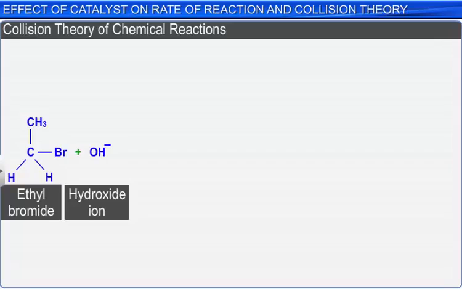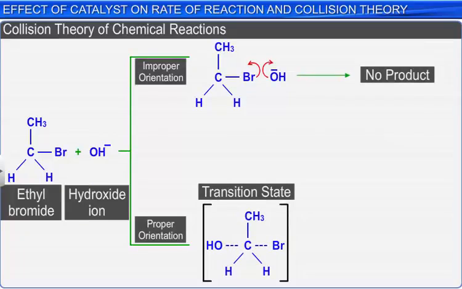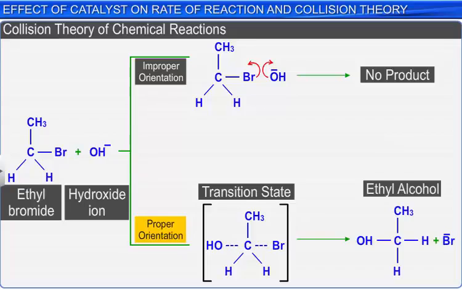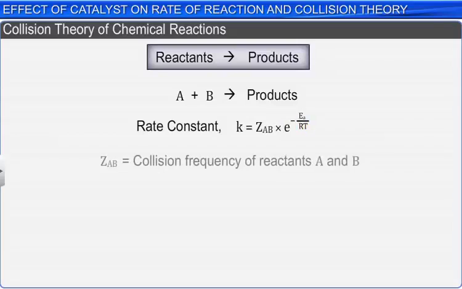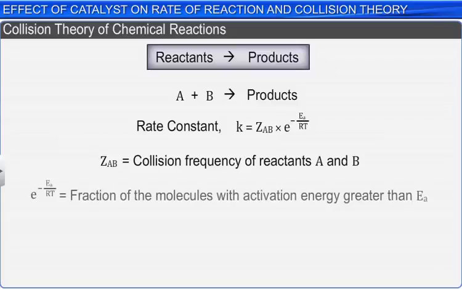To understand this better, consider the collisions with sufficient energy with different orientations between ethyl bromide and hydroxide ion. The collisions in case B, with proper orientation, result in the formation of the product ethyl alcohol. The rate constant for a simple bimolecular reaction, as predicted by the collision theory, is k = Z_AB × e^(−Ea/RT), where Z_AB is the collision frequency of reactants A and B, and e^(−Ea/RT) is the fraction of the molecules with activation energy greater than Ea.